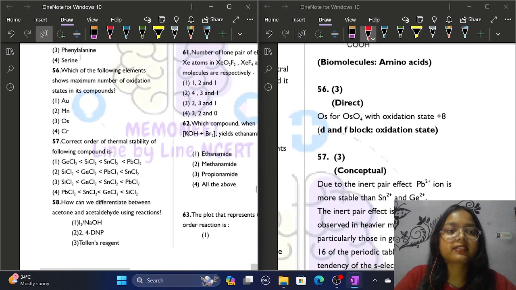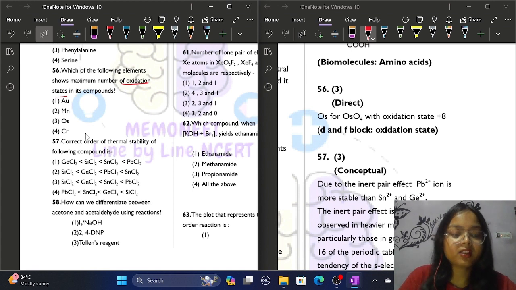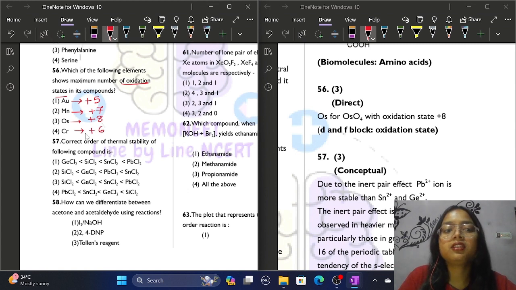Question number 56. Which of the following will show the maximum oxidation state in its compound? For gold, the maximum oxidation state that can be achieved is +5. For manganese, the maximum oxidation state is +7. For osmium, it's +8, and for chromium, it will be +6. So we can see which of the compounds will have the maximum oxidation state. It will be osmium, which is +8.